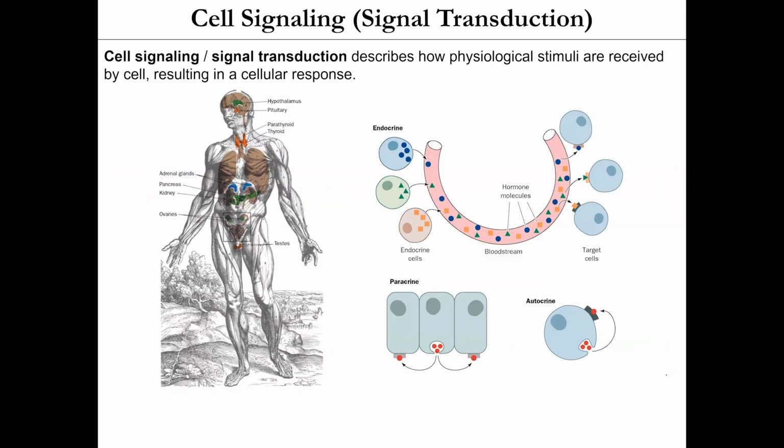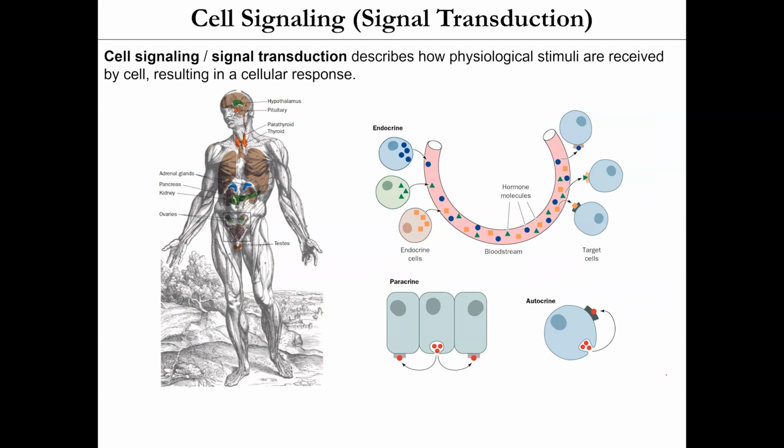Another topic that we're going to cover a little bit later in the course is cell signaling, or signal transduction. And this is one of my favorite topics in all of biochemistry. It's just simply fascinating. And it explains a lot about how your body works from day to day. Cell signaling, also called signal transduction, describes how physiological stimuli are received by cells, resulting in a cellular response.